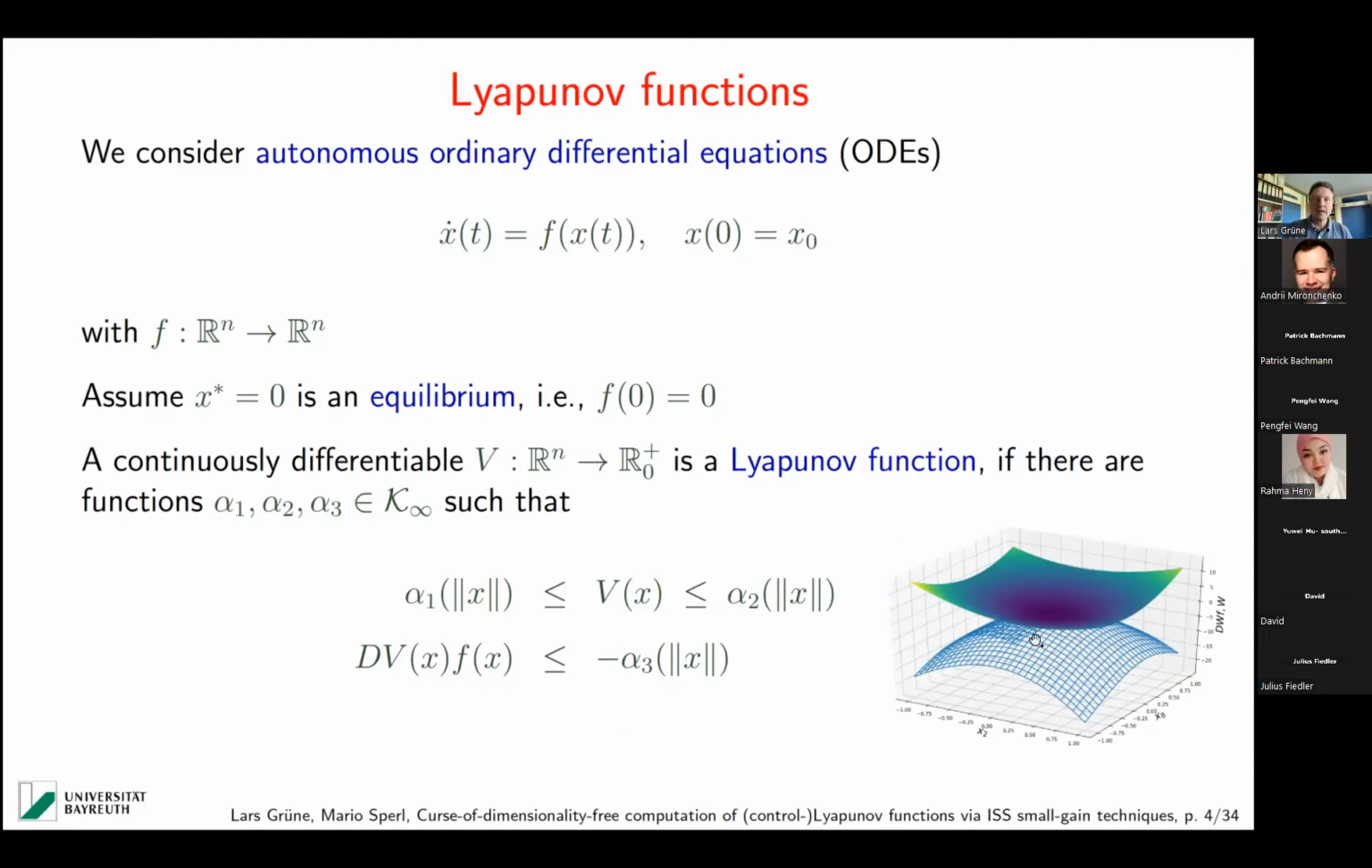a bowl. And what this inequality says is that the derivative, which is written here, so the derivative in direction f, looks like a bowl upside down, right? And these two surfaces touch exactly in the origin. This is what the inequality says. Okay, so this is a Lyapunov function.